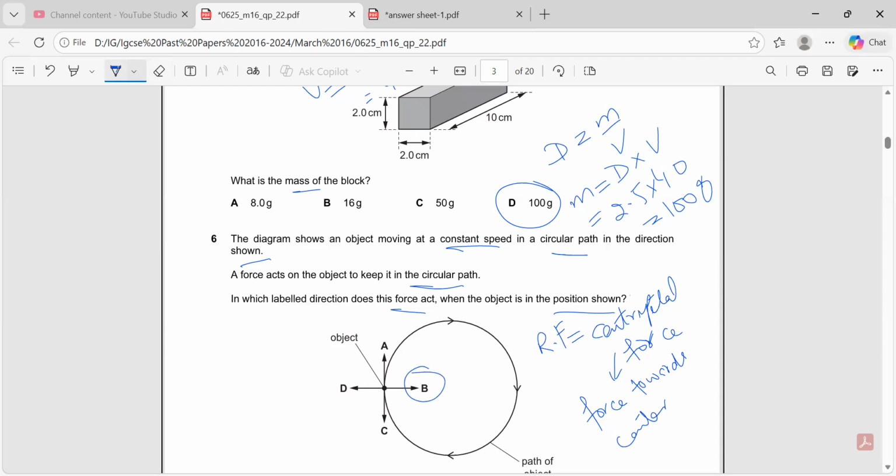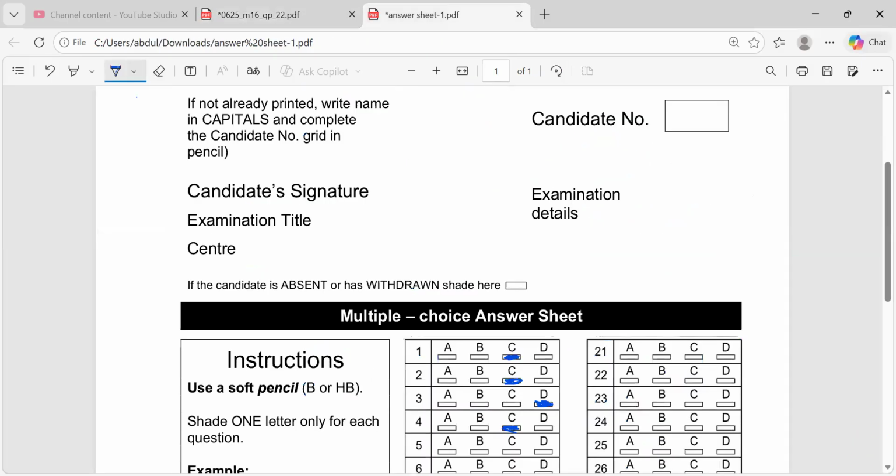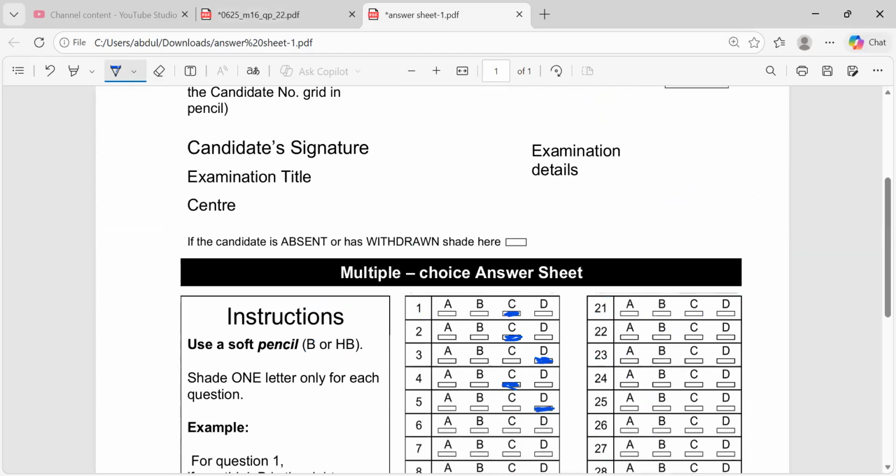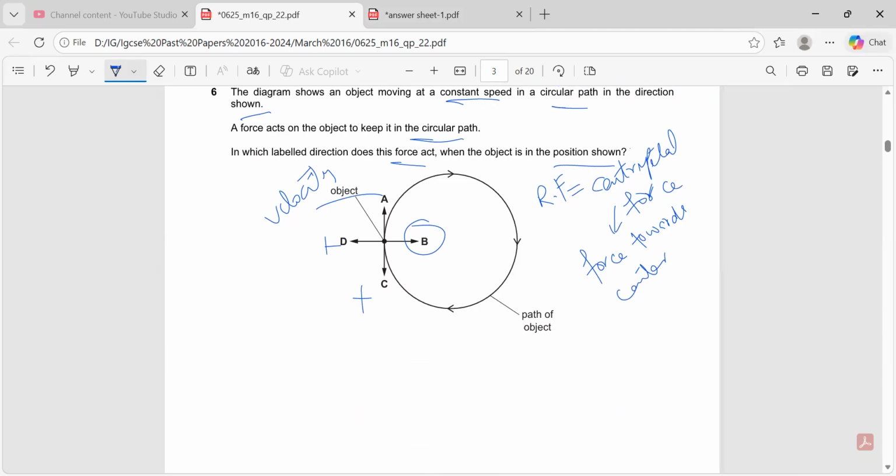A and C can be the direction of velocity, but in this case, the direction of velocity is A. And D and C, nothing. So, correct answer here is what? D. Sorry, 6 is B. 5 is D and 6 is B. Anybody at any moment, any question, feel free.